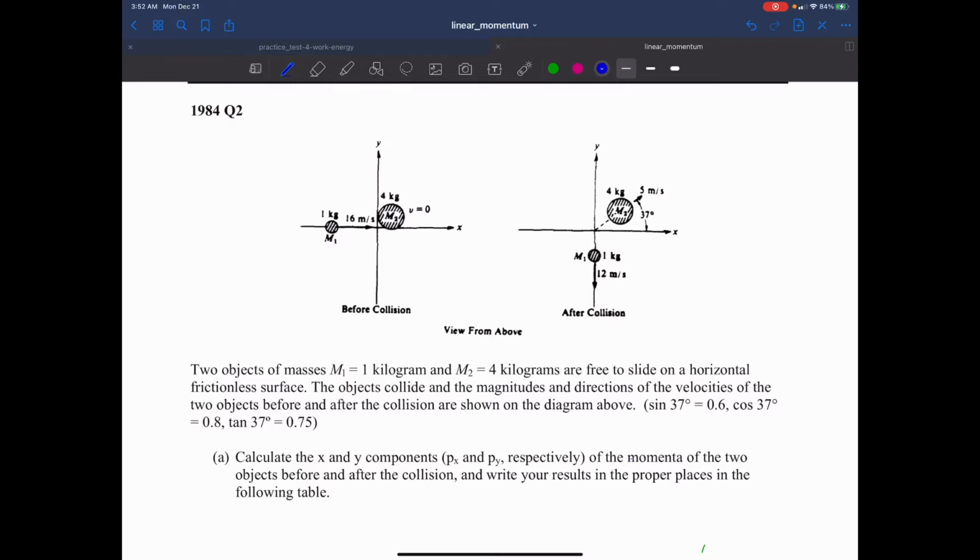Here we have a problem that is assigned for Monday, to introduce the concepts of x and y components of momentum, and then the conservation of momentum in the x and y direction.